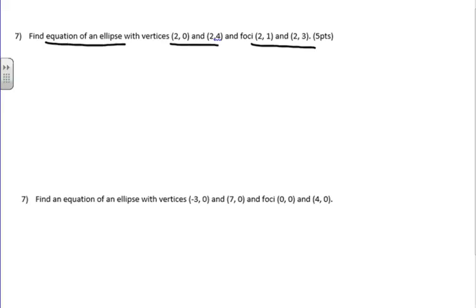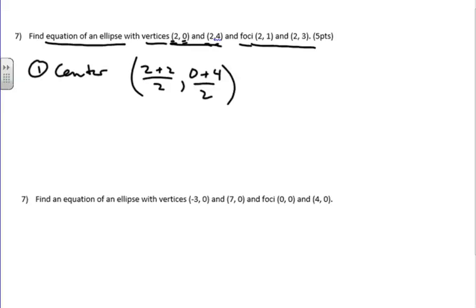Okay, to find the equation of the ellipse, the first thing we want to do is find our center. The center is located in the middle between the vertices or the foci. I'll just use the vertices, because we find the center by taking the two vertices and finding the midpoint. How do you do that? You take your x's, add them together, divide by 2. Take your y's, add them together, divide by 2. And what you get is that our center is located at (2, 2). All right, so that is our center.